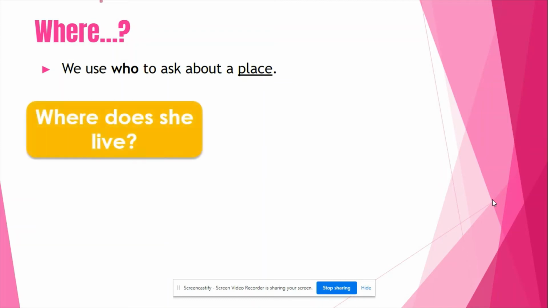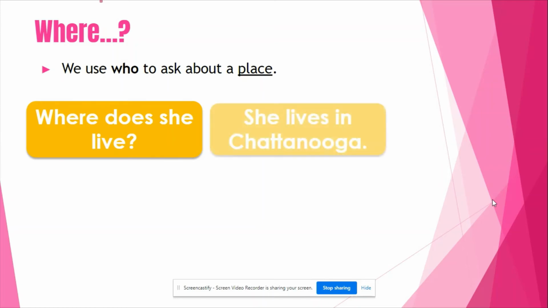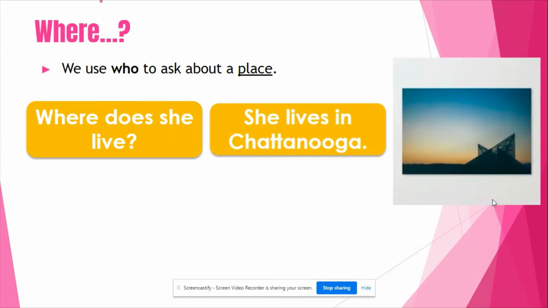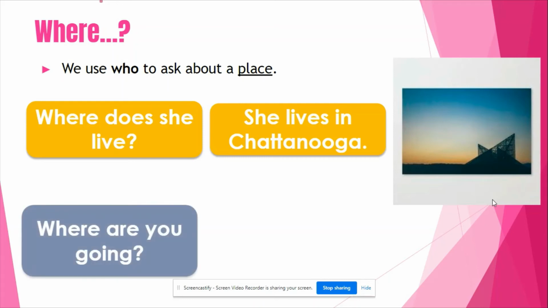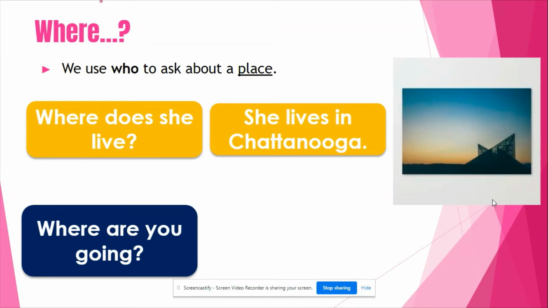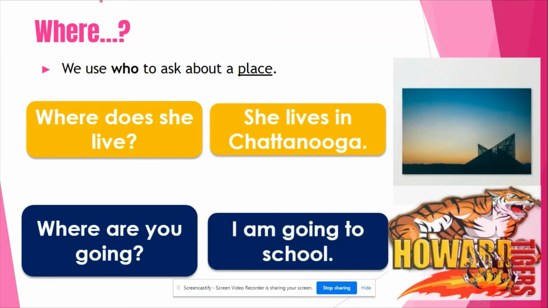Now we're going to look at the word where. And we use it to ask about a place. Where does she live? She lives in Chattanooga. Now remember, practice your pronunciation. Where does she live? She lives in Chattanooga. Where are you going? I am going to school.